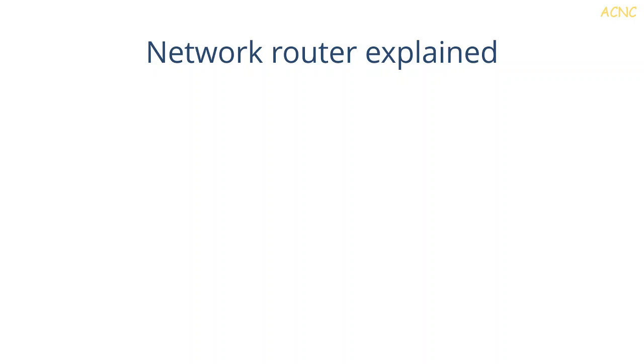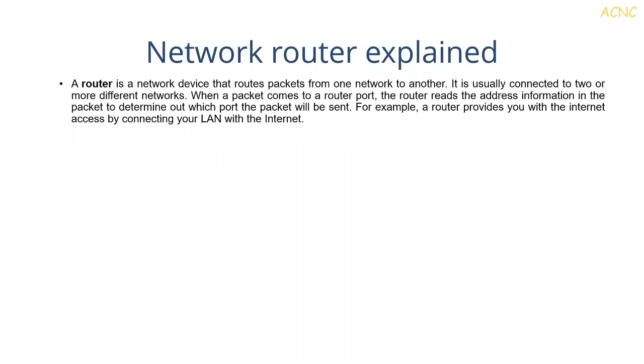Next we have the network router. Let's see the network router. A router is a network device that routes packets from one network to another. It is usually connected to two or more different networks. When a packet comes to a router port, the router reads the address information in the packet to determine out of which port the packet will be sent. For example, a router provides you with internet access by connecting your LAN with the internet.